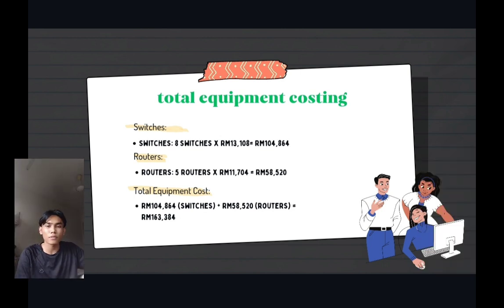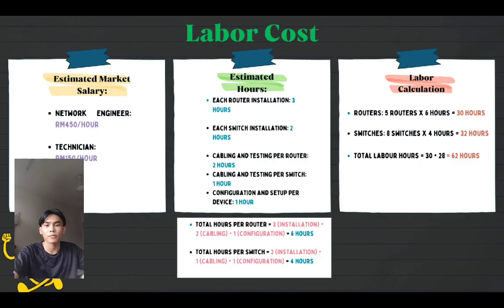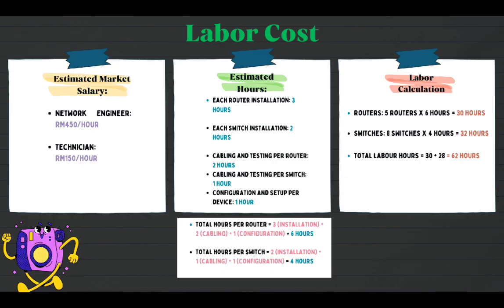For the total equipment costing for the switches, the price of one switch is 30,108 ringgit. So times by 8, we will get 104,864 ringgit. For the routers, the price of one router is 11,704 ringgit. So times by 5, we will get 58,520. So the total equipment cost for 8 switches and 5 routers is 163,384 ringgit.